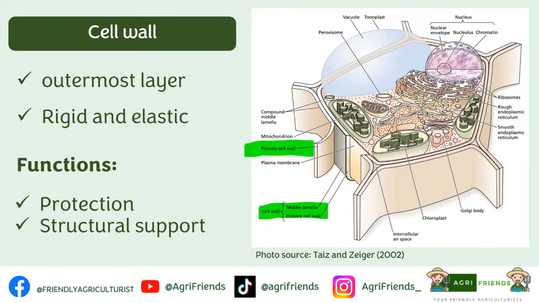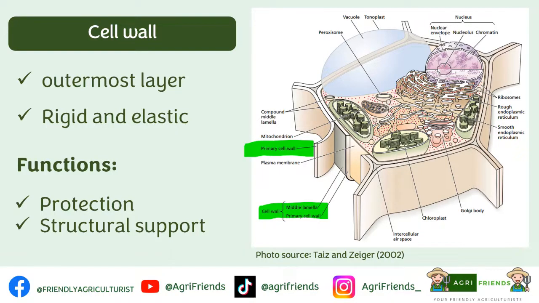It also allows cells to develop turgor pressure. So, turgor pressure is also called the hydrostatic pressure. This is the pressure of the cell contents against the cell wall, or the force within the cell that pushes the plasma membrane against the cell wall.